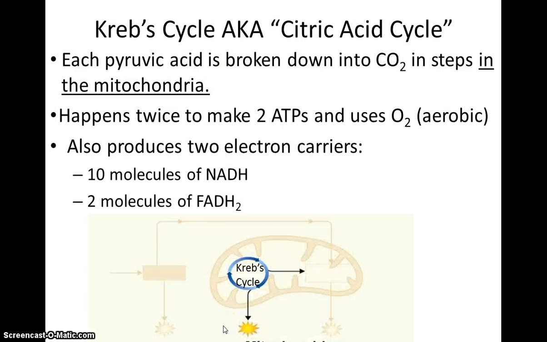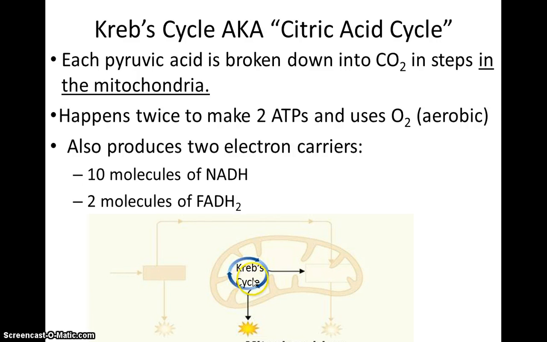Okay, so our next one here is the Krebs cycle, which is also known as the citric acid cycle. And each of those pyruvates or pyruvic acids is going to be broken down, and it's broken down into CO2. So this is basically the opposite of the Calvin cycle. If you think about in the Calvin cycle, we took CO2 and made a 3-carbon sugar. Here we're taking a 3-carbon sugar, in this case pyruvic acid, and breaking it down into CO2.